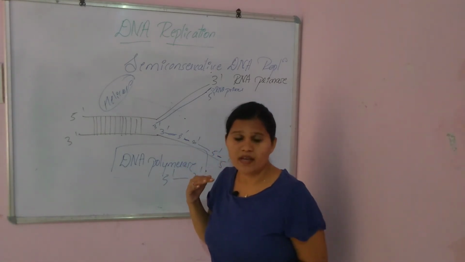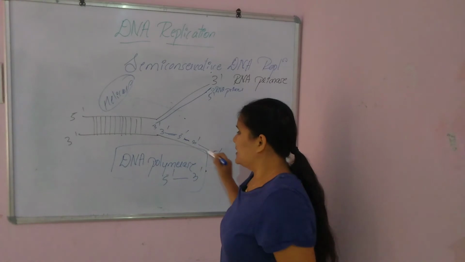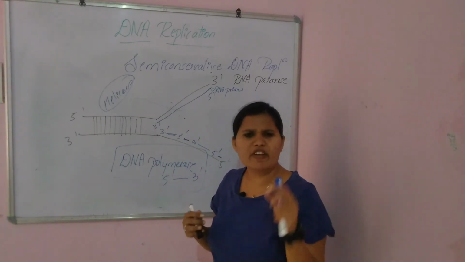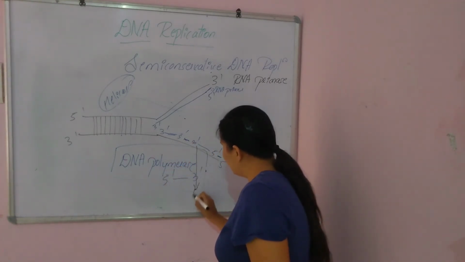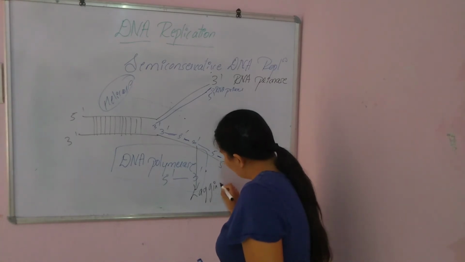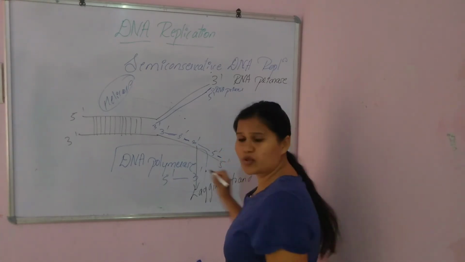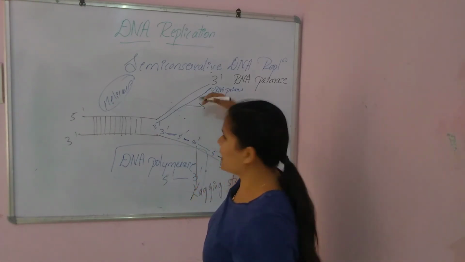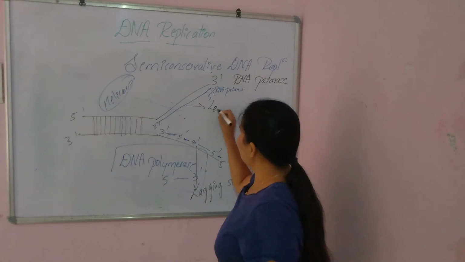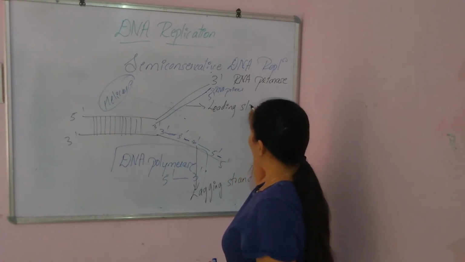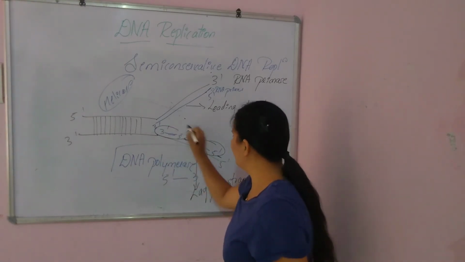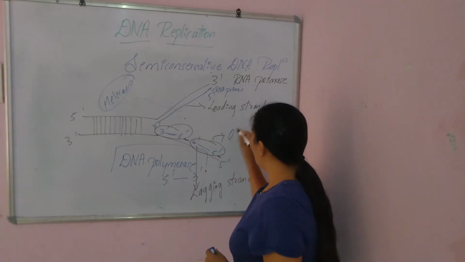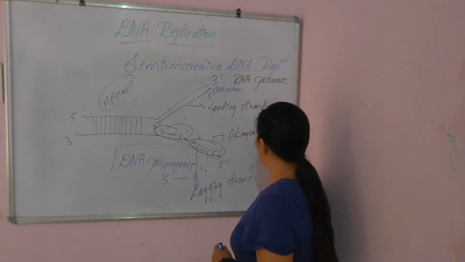Is this clear? So here fragments or units will be formed, hence there will be some gaps. Hence it is called the lagging strand. Okay, it is not continuous, so it is called the lagging strand. But here it is continuous perfectly, so it is called the leading strand. See these fragments which are formed here, they are called the Okazaki fragments.